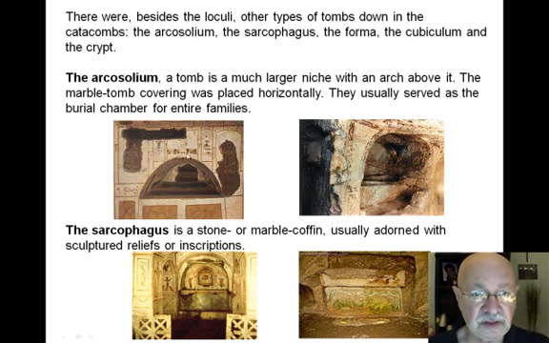The arcosolium is a much larger niche with an arch above it, as you can see here and over here. The marble tomb covering was placed horizontally. They usually served as a burial chamber for entire families. The sarcophagus is a stone or marble coffin, usually adorned with sculptured reliefs or inscriptions. So it would be a clear-cut box, if you will, separate from just digging into the soil. Here's another example of a sarcophagus.